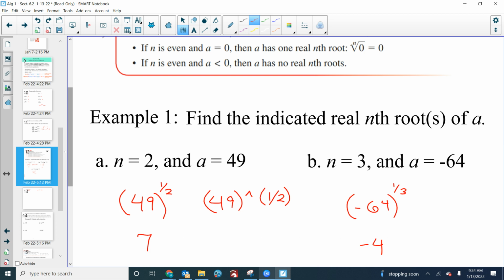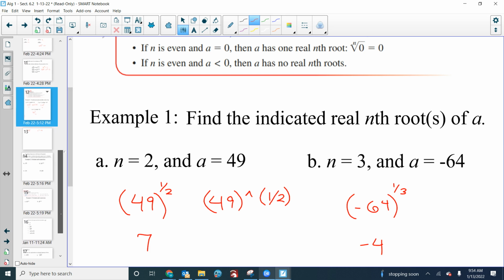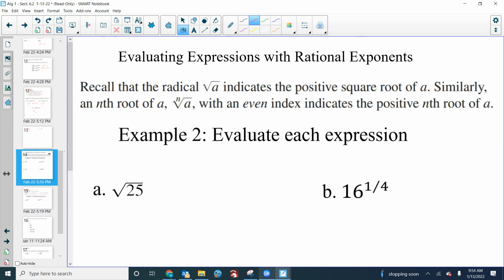We have to talk about it later. Okay. There's a graph. Let's save that for another day.